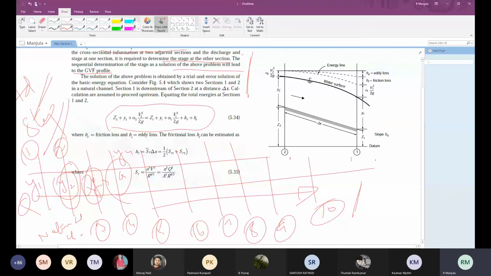So here, section 1 is known. This is section 1. This is section 2. This is a natural channel. Section 1 is at the downstream side, and section 2 is at a distance of delta x. This is going to be your delta x. And calculations are assumed to proceed towards the upstream.